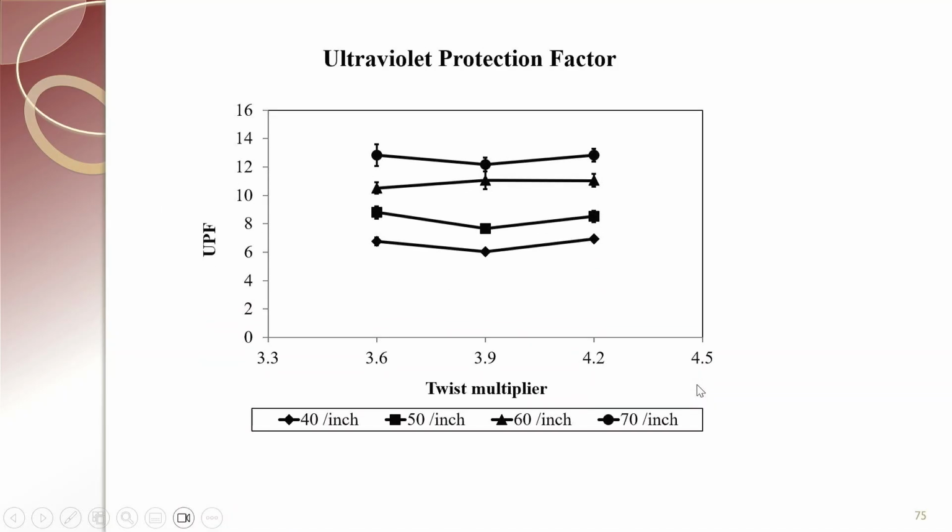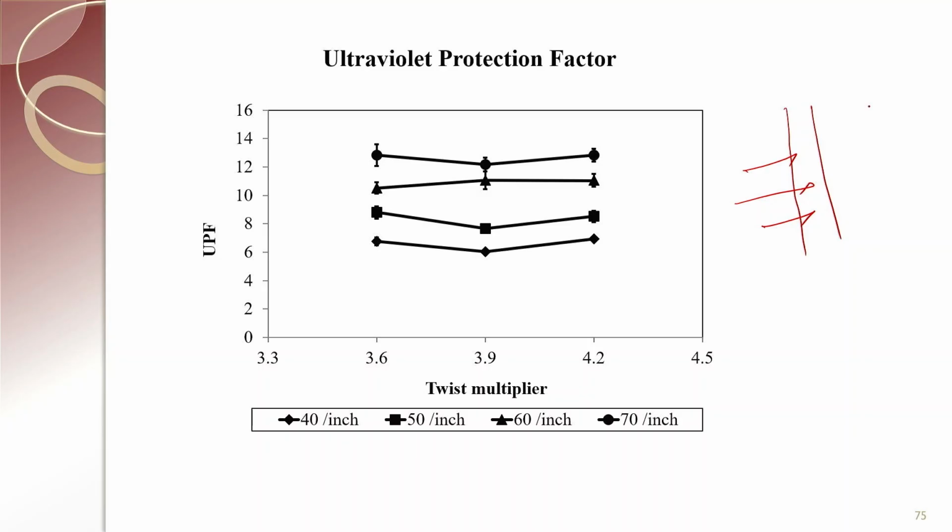Now, if we see the ultraviolet protection factor, here there is no significant effect of twist multiplier on UPF. So, the reasons are, basically, as we have discussed, with the increase in twist, the chances of UV rays passing through the yarn portion are reduced because of the compact yarn structure.